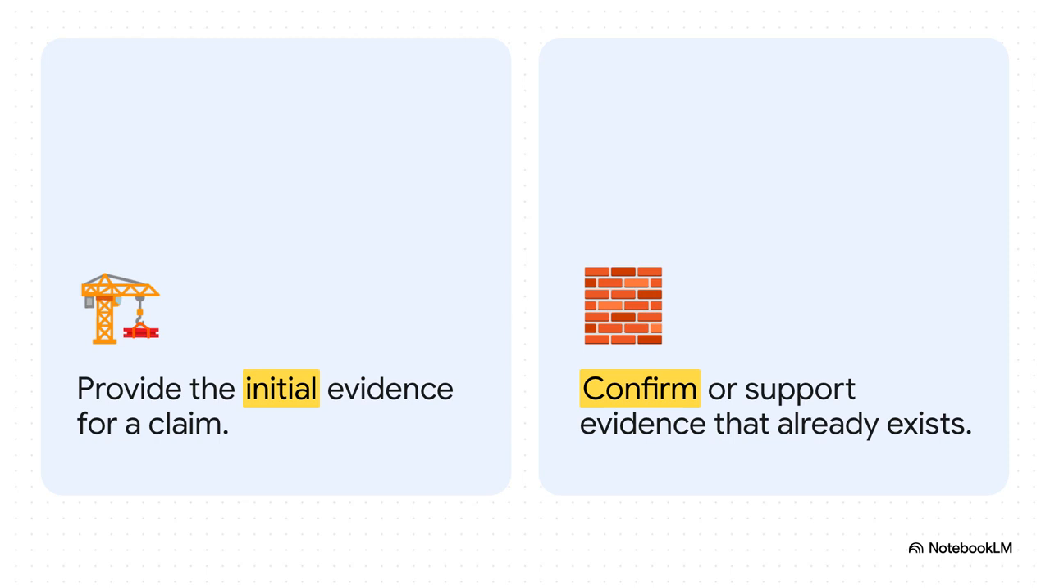Okay, now this is a big one. The ACT absolutely loves to play with the difference between substantiate and corroborate. They both have to do with evidence, but they are not the same thing. Think of it this way. To substantiate is to lay the very first brick for an argument's foundation. To corroborate is to add a second brick on top to make that foundation even stronger.